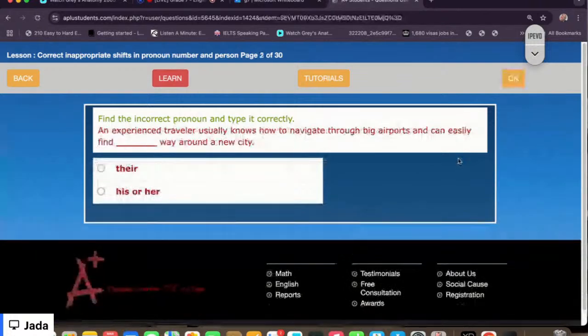So: an experienced traveler usually knows how to navigate through big airports and can easily find dash way around a new city. So is it their or his or her way? What is the right pronoun here?